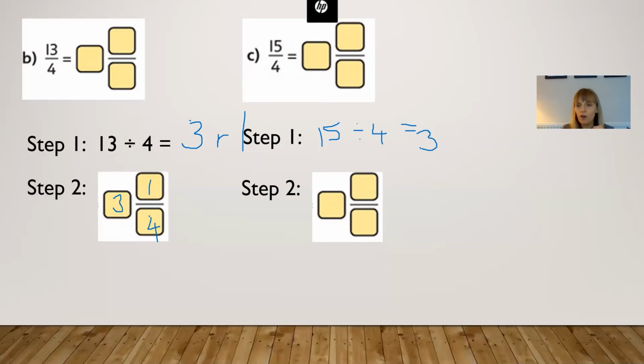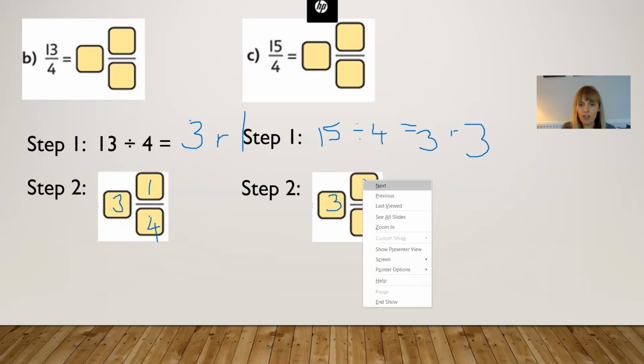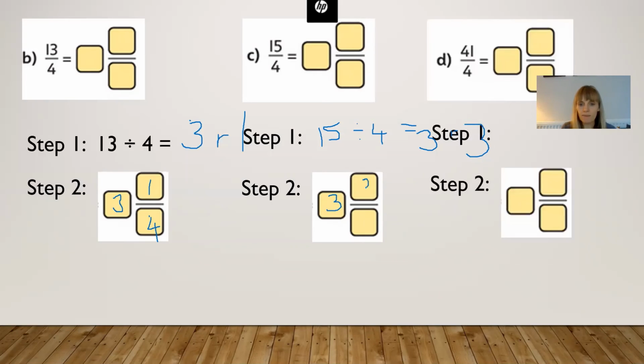Now, I got up to 12, 13, 14, 15. So I've got 3 left over this time. So I've got a remainder of 3. So I've got 3 wholes, which is going to come into this box here. The remainder is going to be my numerator, see? And then I'm going to put my quarters at the bottom.